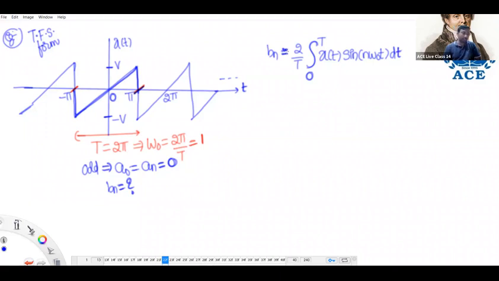Is it looking like a positive ramp or negative ramp? In the minus pi to plus pi interval, it is a positive ramp, slope V by pi into t, height by width, V by pi. Everyone solve for Bn. The required data I have given you: time period 2 pi, fundamental frequency 1. The mathematical expression of x(t) is also available.